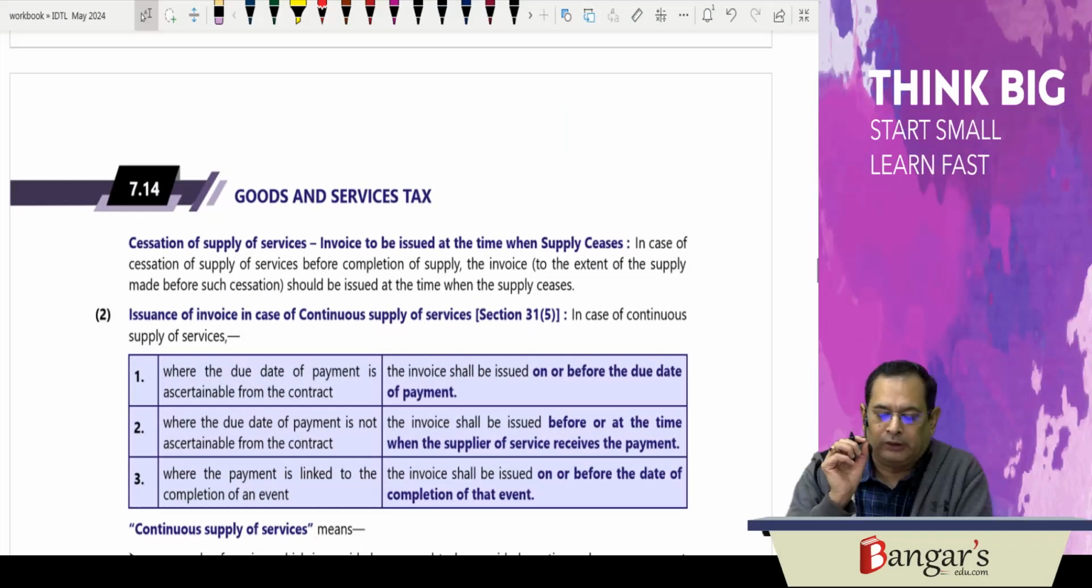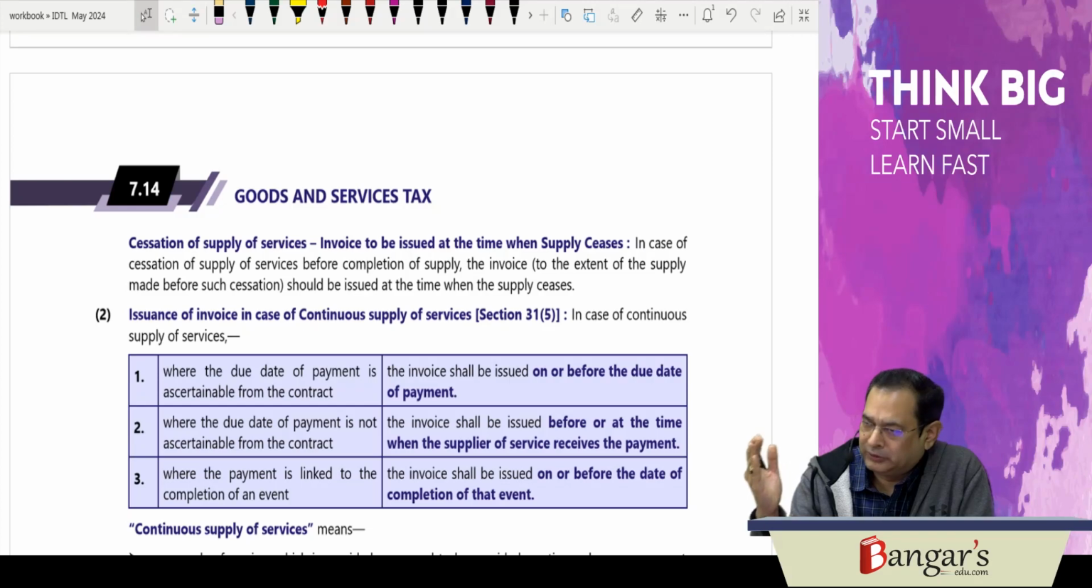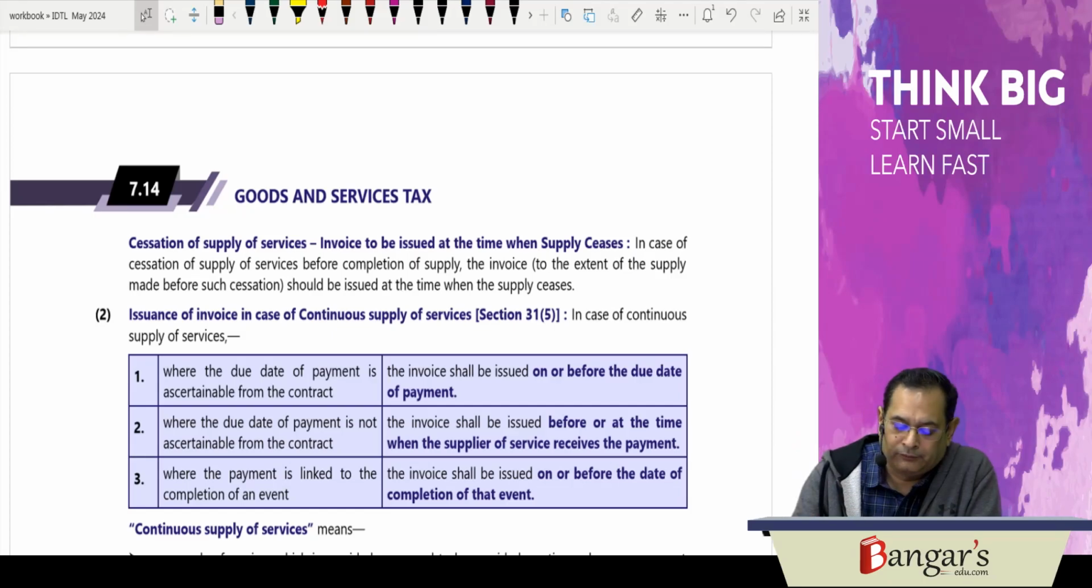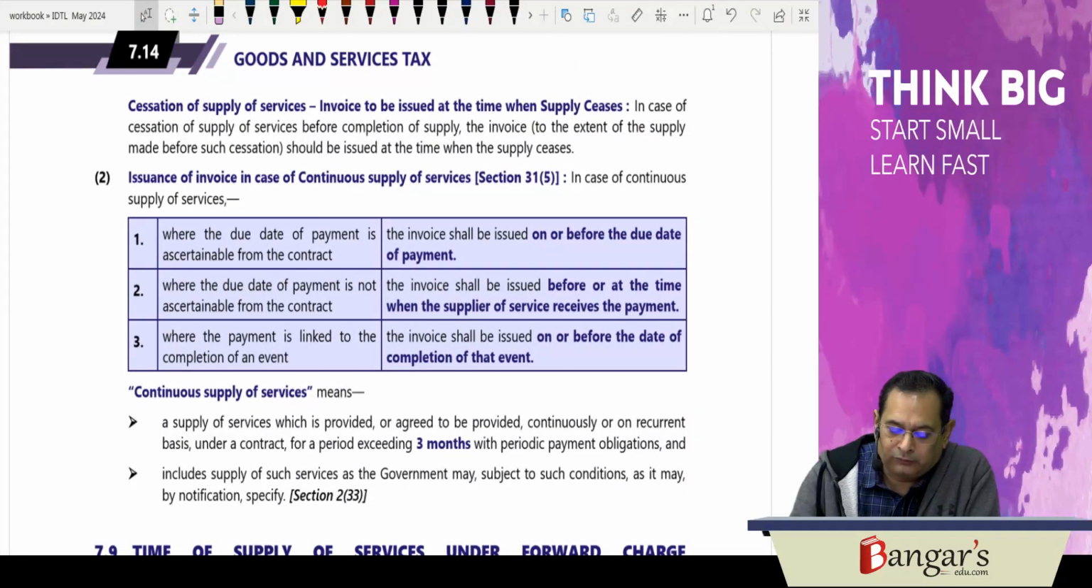Then in case of continuous supply of service. What is continuous supply of service? Supply of service where you enter into a contract with periodic payment obligations, and supply lasts for more than a period of, say, 3 months. Then in that circumstance, it is covered under the ambit of continuous supply of service.